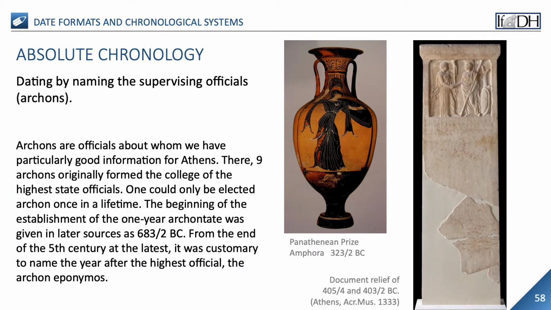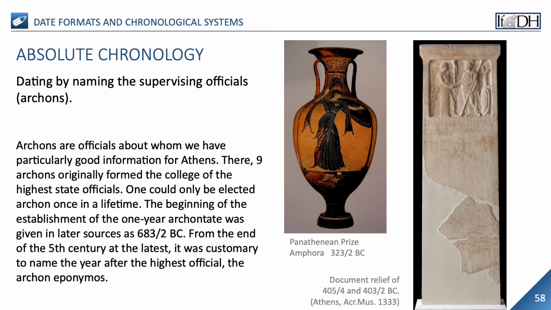Our usual modeling of time refers to an absolute chronology, as it was already given in ancient Greece with the naming of the archons. These archons were officials about whom we are particularly well informed for Athens. There, nine archons officially formed the college of the highest state officials. One could only be elected once in a lifetime. The beginning of the one-year archonship was given in later sources as 683 to 682 BC.